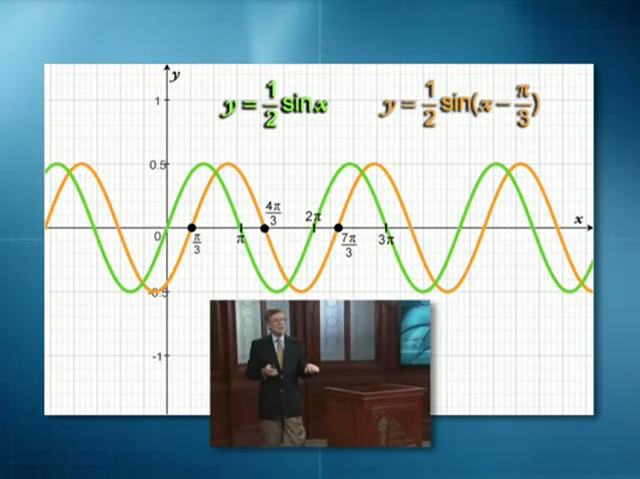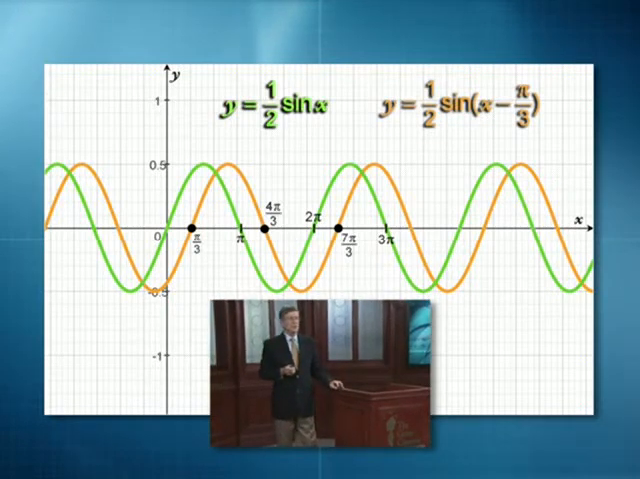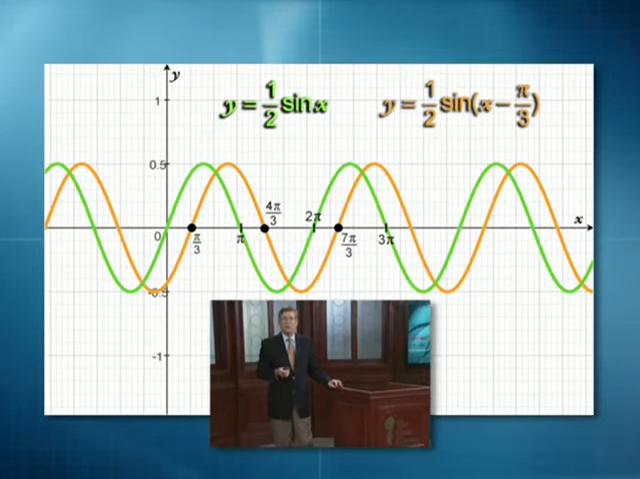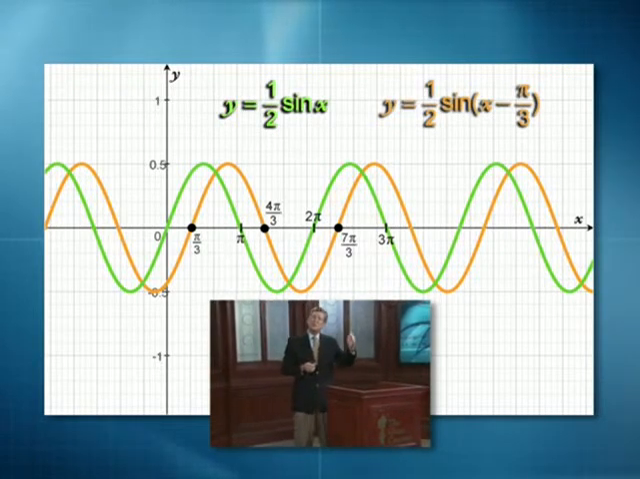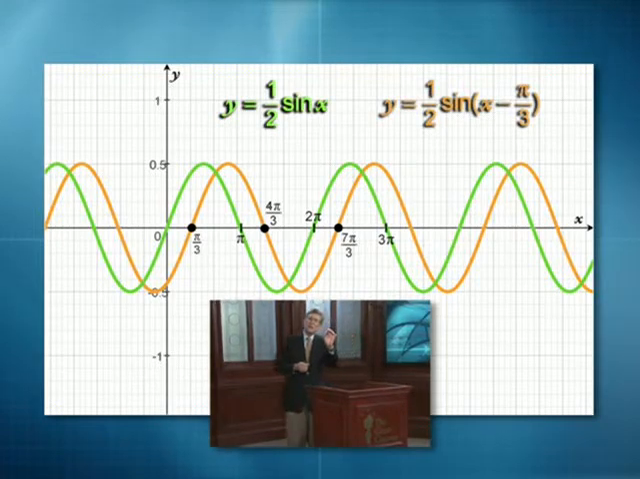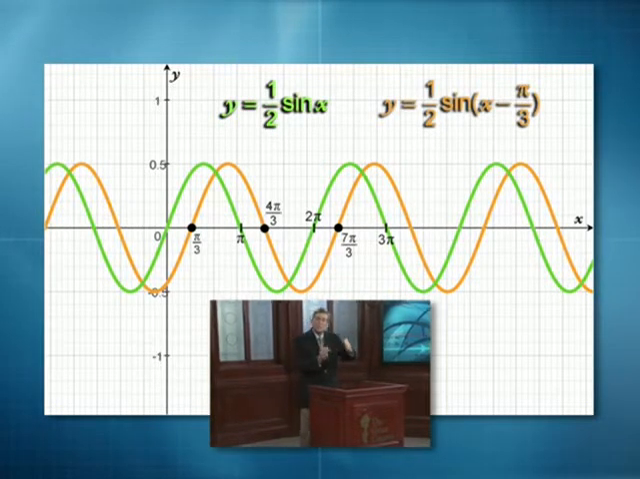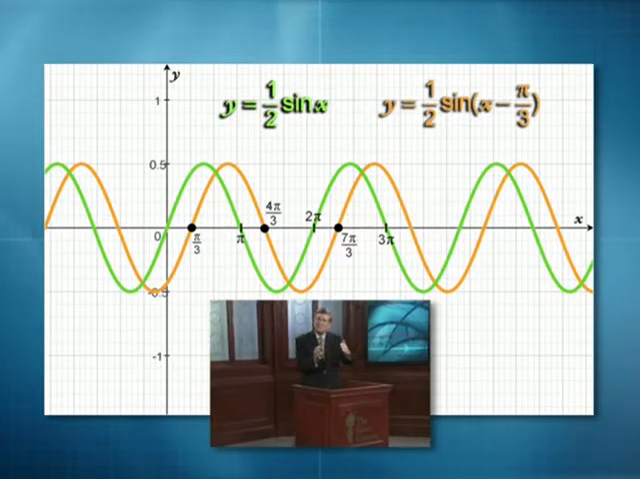Then we've graphed next to it in yellow the graph of our shifted sine curve, 1/2 sine of x minus pi over 3. Do you see how it's been shifted? It used to pass through the origin, and now its 0 is at pi over 3. It's just been moved a little bit to the right. Pretty nice, isn't it?